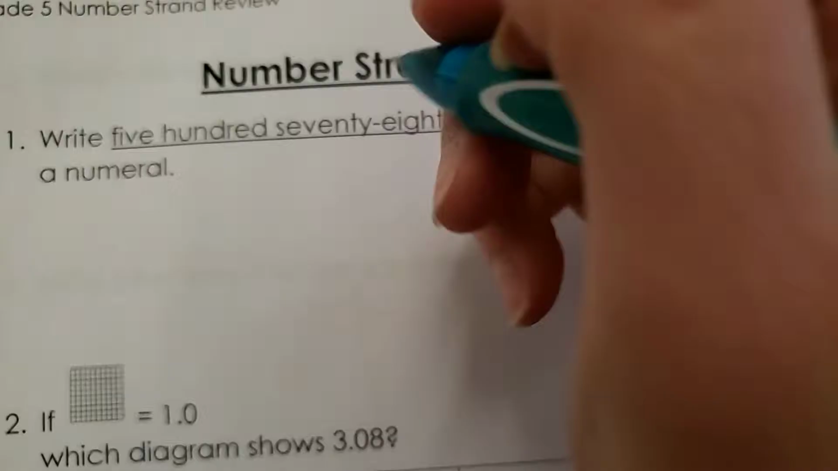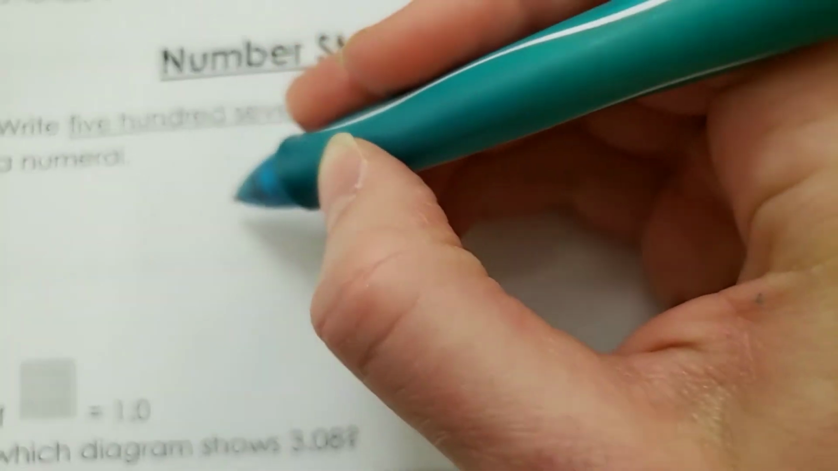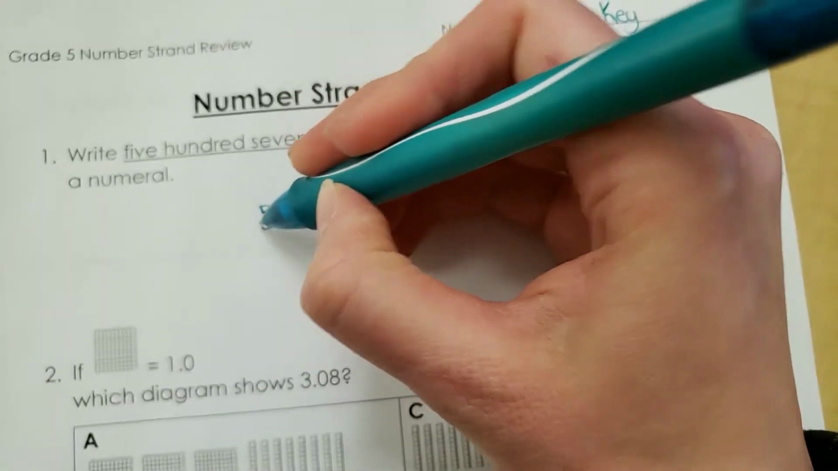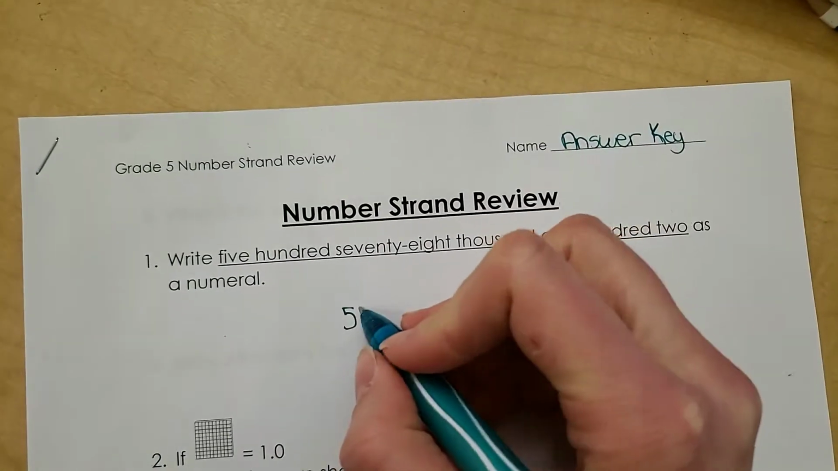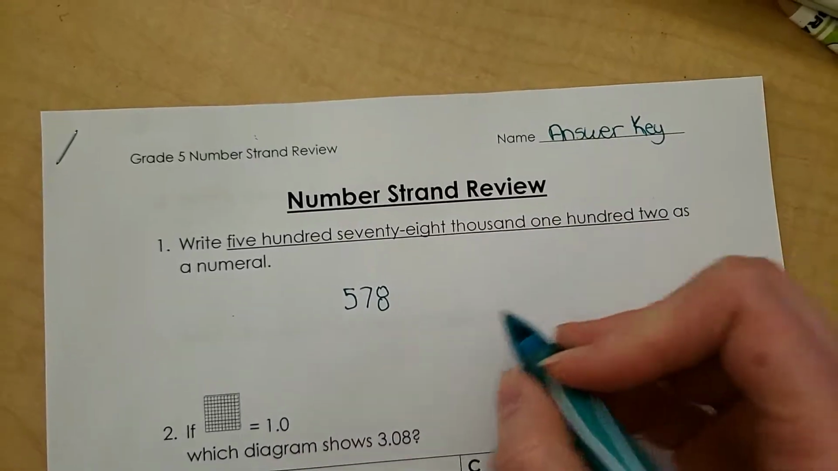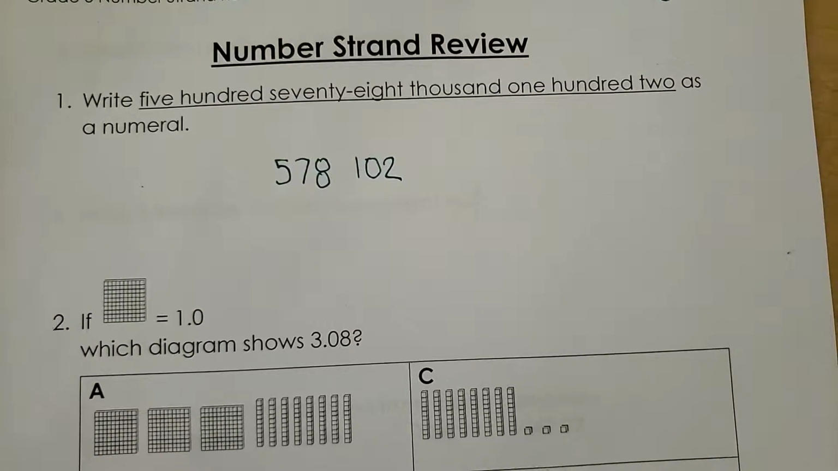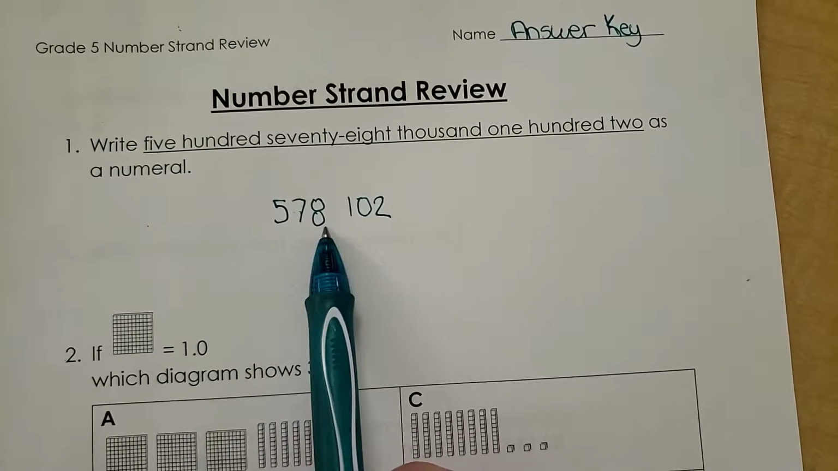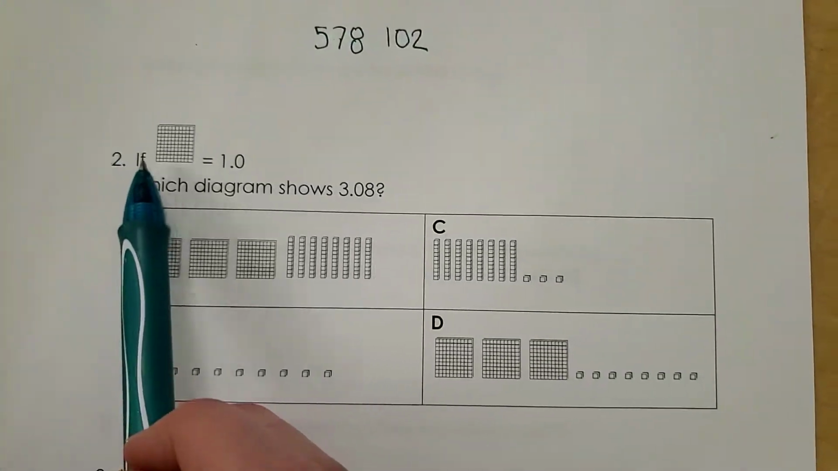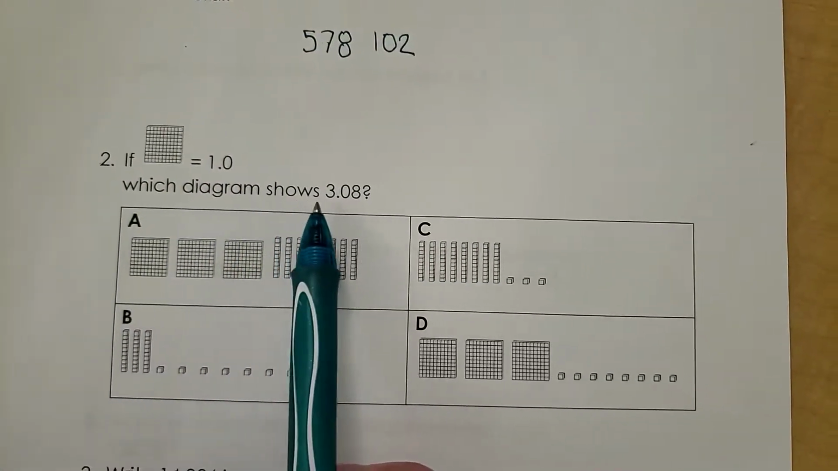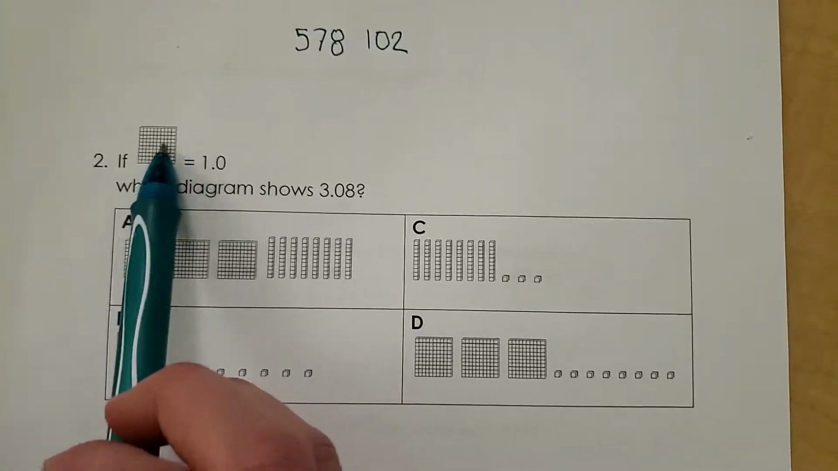578,102 as a numeral. I apologize for any blurriness, but 578,102 looks like this. 578,102. The next one: if this symbol equals 1, which diagram shows 3.8? We need 3 of these first of all.